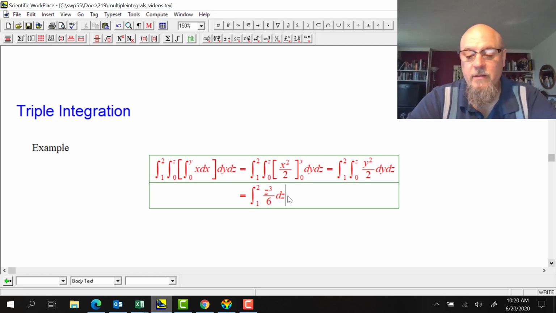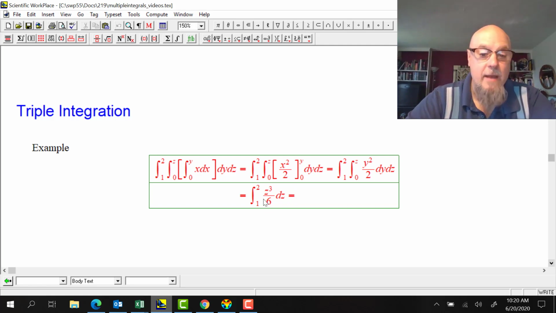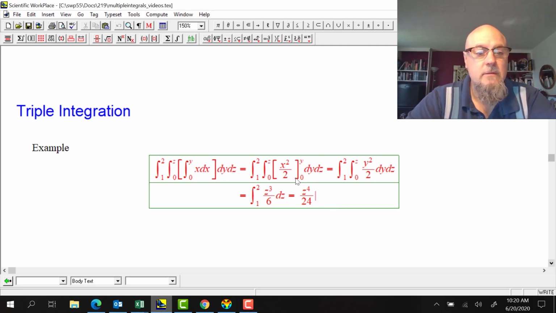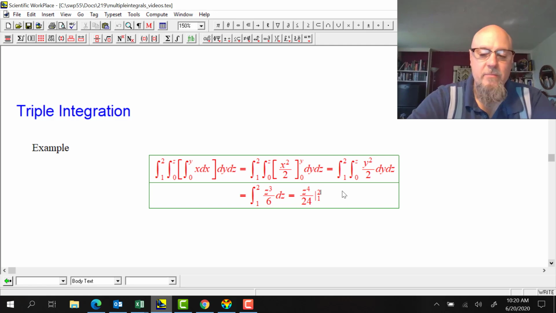And now we just got to integrate this last piece here. That's going to be another add one to the exponent, divide by what's up top. So that's going to be z to the 4th divided by 24, sub in the top minus sub in the bottom. So let's put that in there. We're starting at this time it's the value, the number z equals 1 to the number z equals 2. Just like when we did double integrations, the last endpoints are numbers, same thing here.